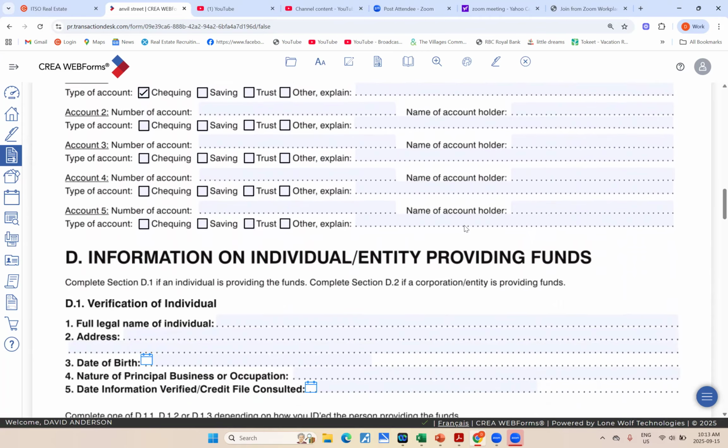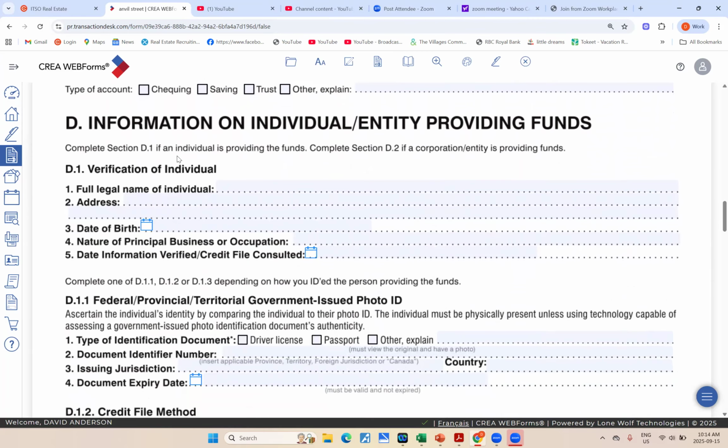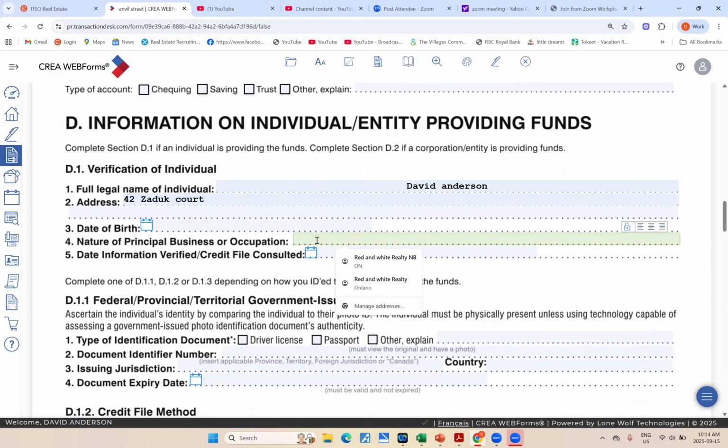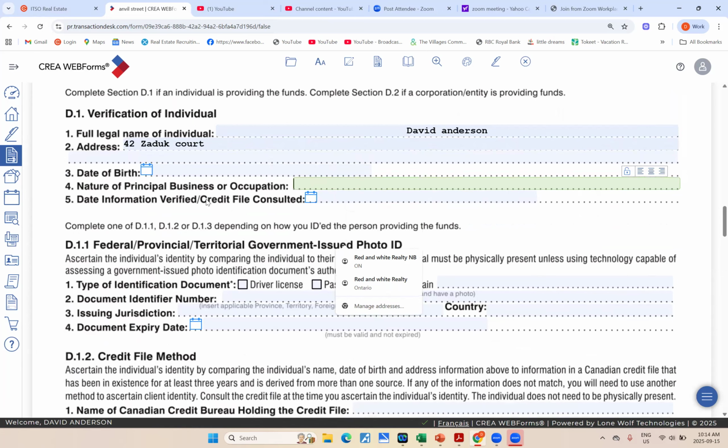And then if we go into part D, we've got to verify who gave us the check. So verification of the individual, their name and their address, their date of birth, their nature of principal business or occupation. So this has to be specific. You can't just say mechanic. You have to say airline mechanic or car mechanic and what business they're in. You can't say engineer. You have to say what type of engineer. So you have to be specific as to what they do here. And then the date the information is verified. So when did you verify this information?